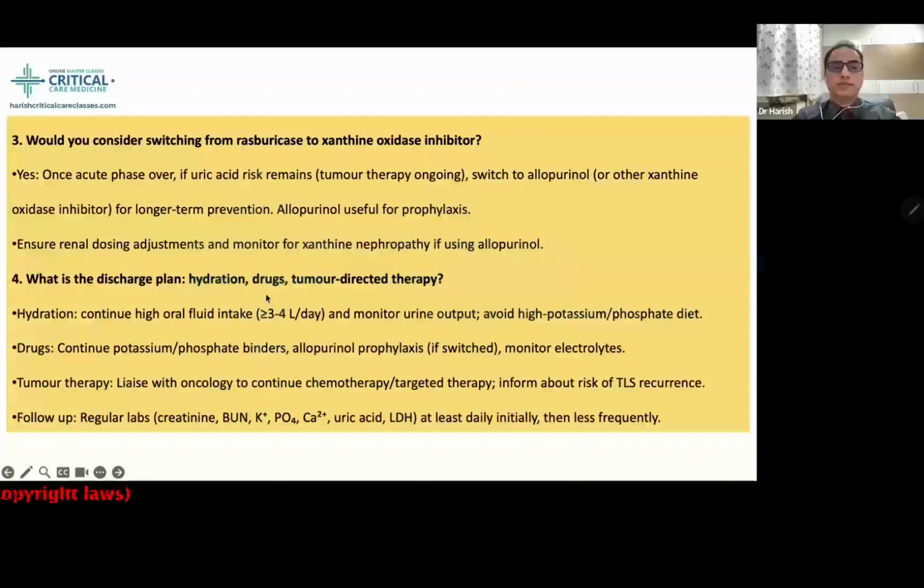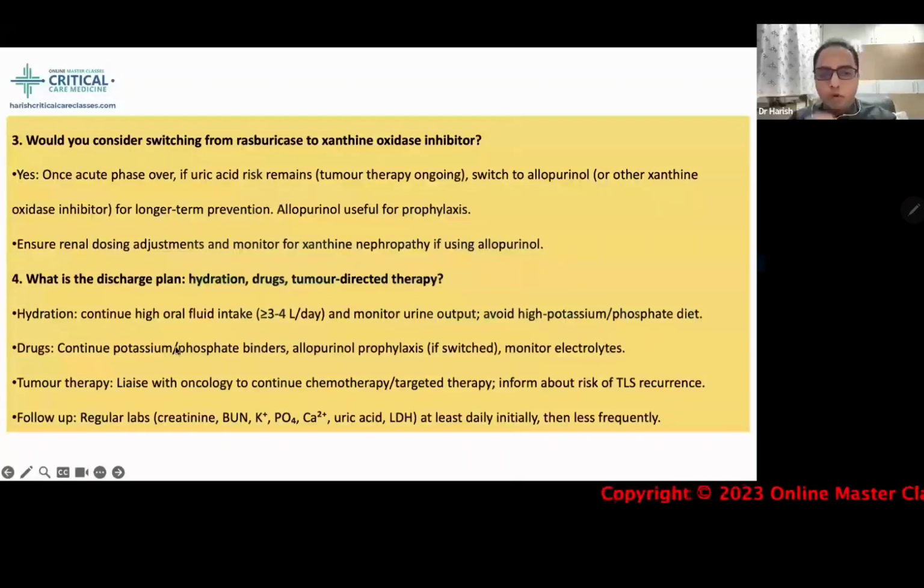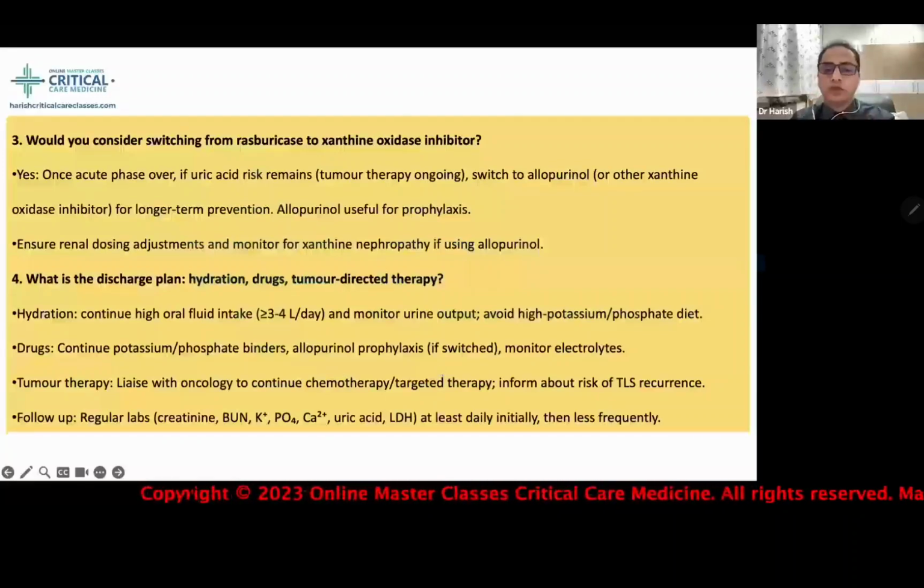What is the discharge plan? So hydration, drugs, tumor-directed therapy. Hydration: you can allow oral fluid, maybe a total of around 3 to 4 liters per day, monitor urine output. Avoid a high potassium or phosphate diet. For drugs, continue potassium or phosphate binders as prophylaxis, allopurinol prophylaxis, switch from rasburicase to a xanthine oxidase inhibitor, and monitor the electrolytes.